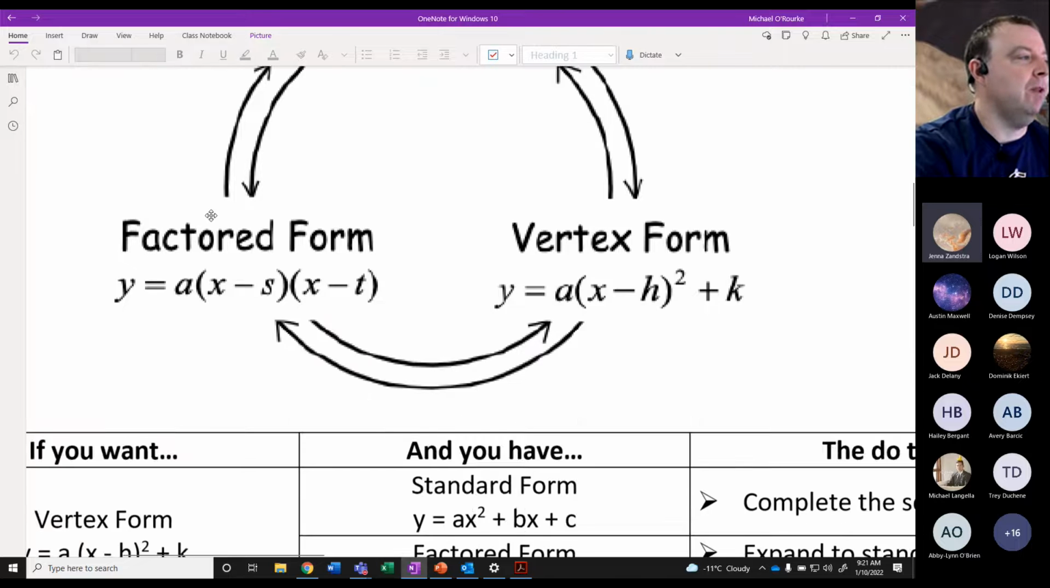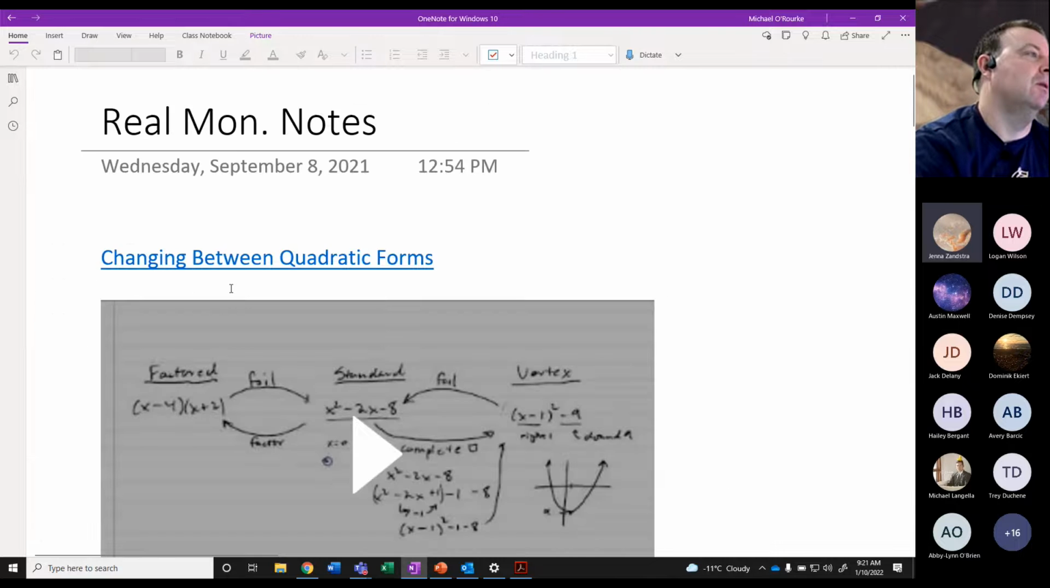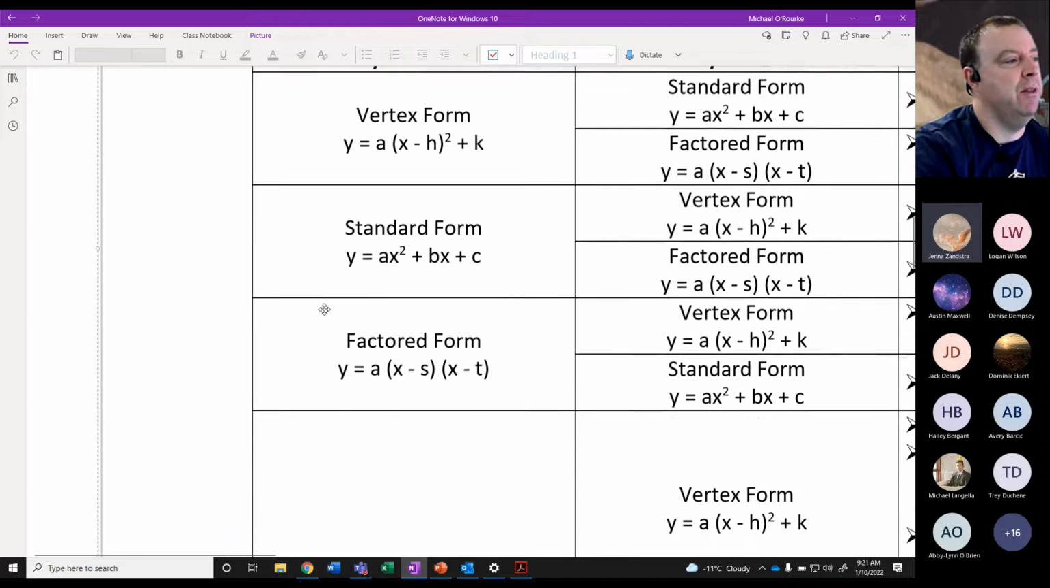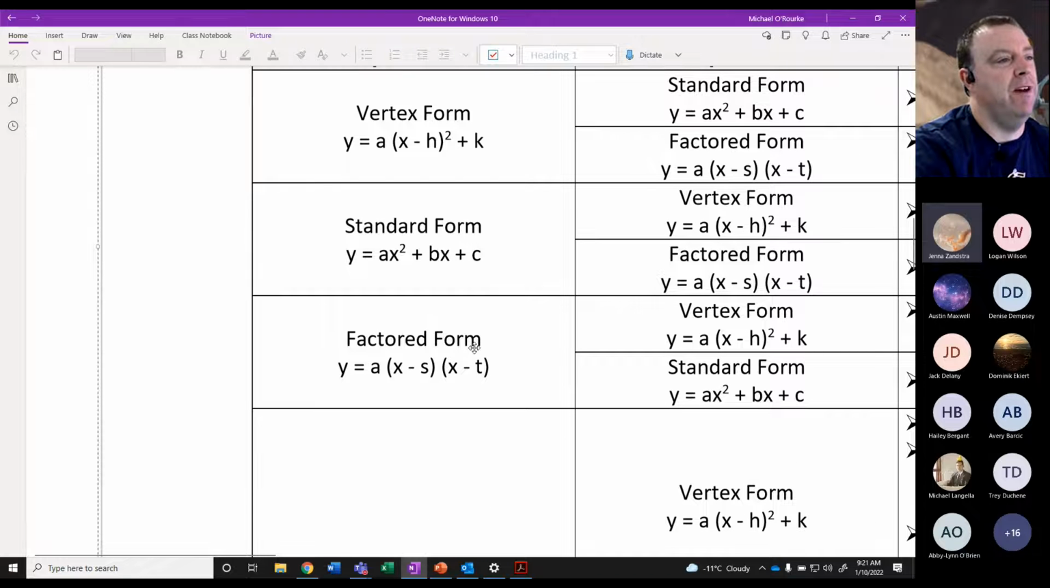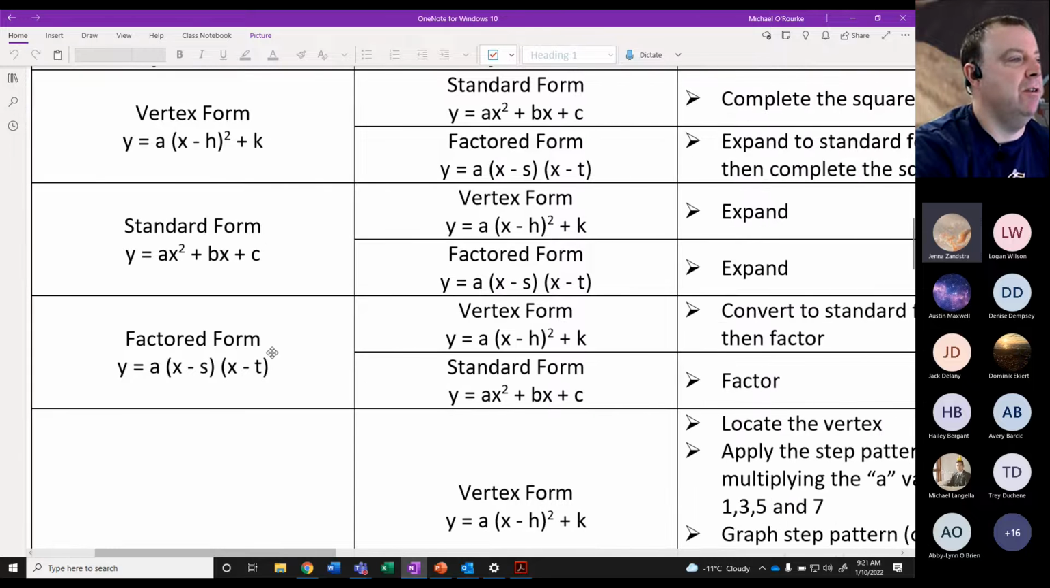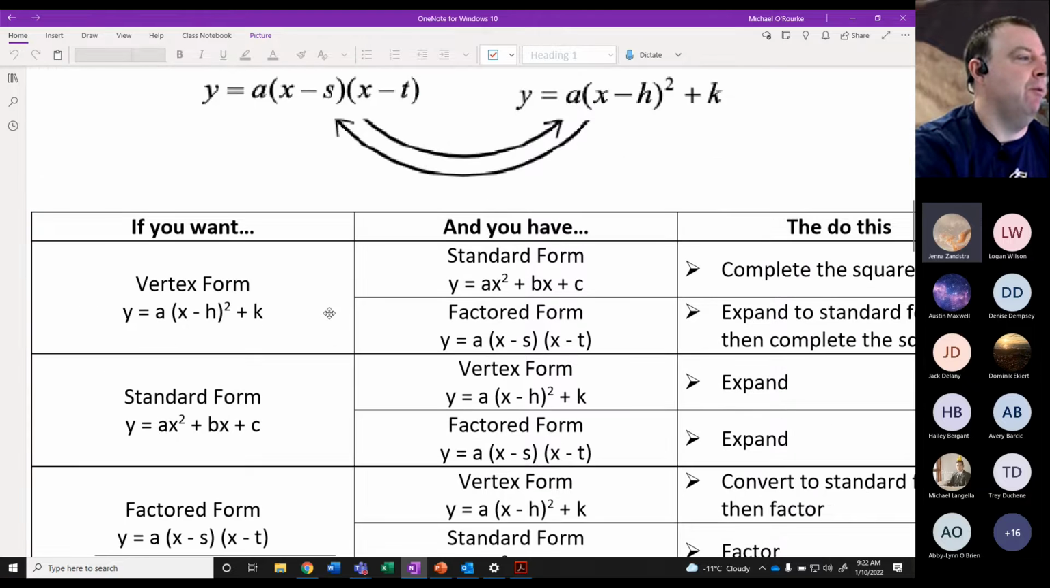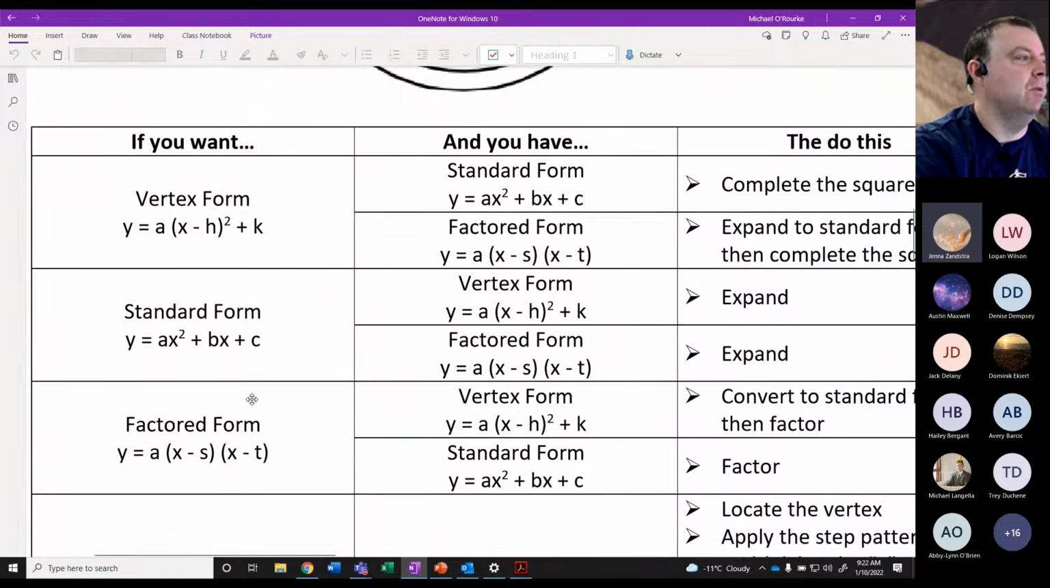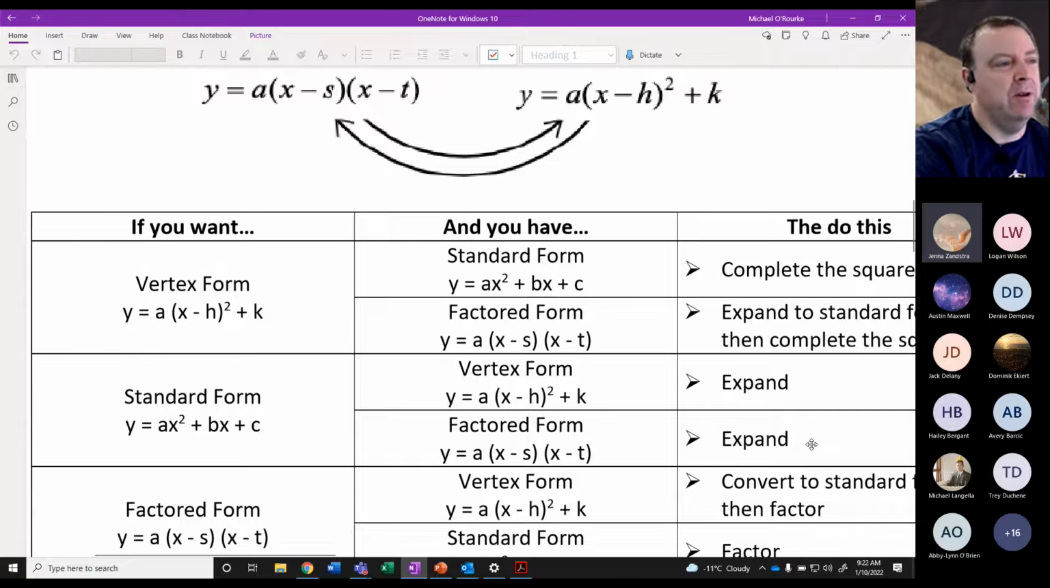So if we refer to our cheat sheet, the first one let's practice is going from factored form to standard form. If we want standard and we have factored, all we have to do is expand. We're going to go to standard form from factored and vertex form, and what we need to do that is expand, or in this case, FOIL.